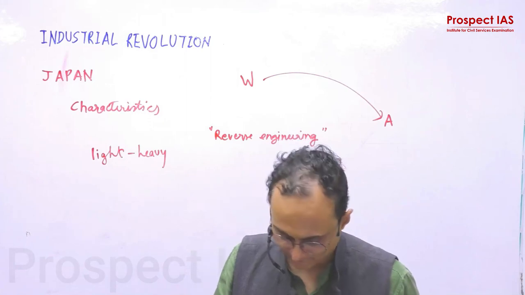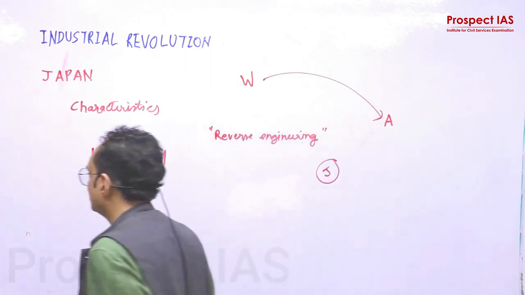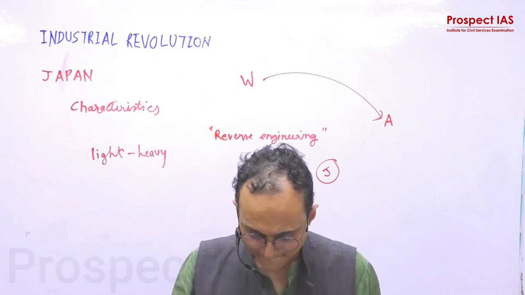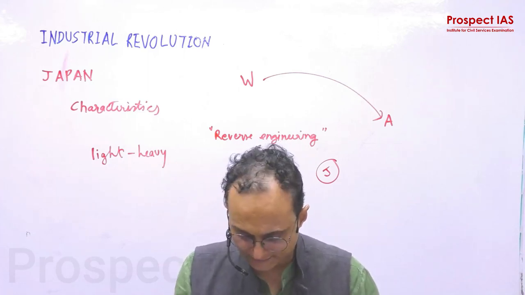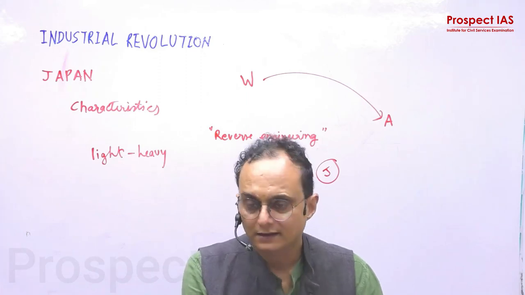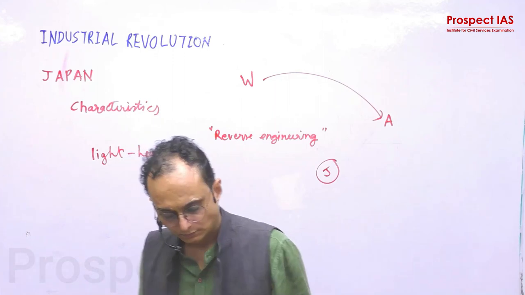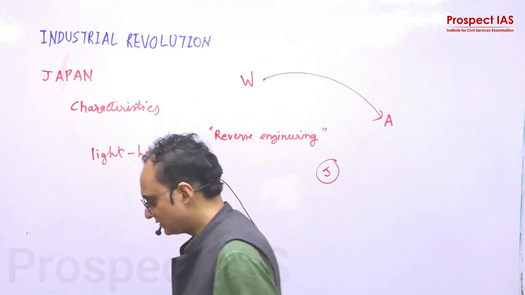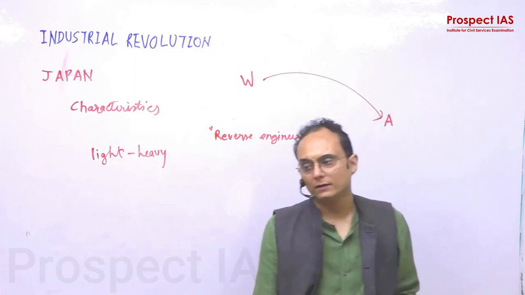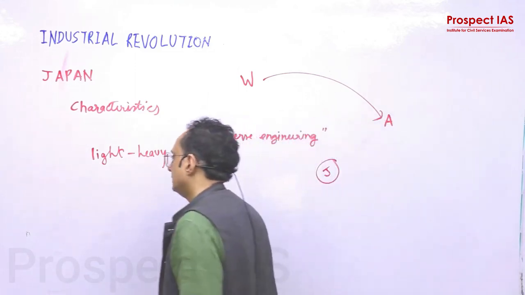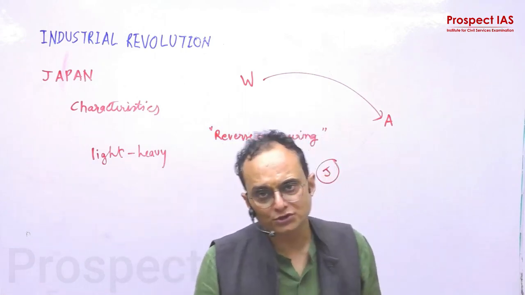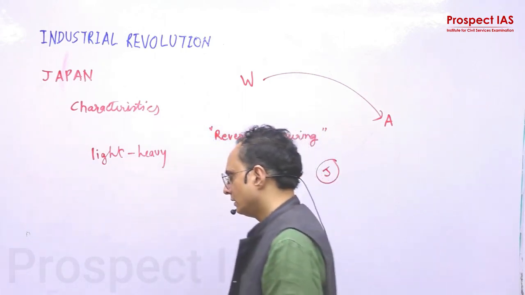So that's why next point, import dependent industrialization. Mineral and other resources were scarce in Japan. That's why import was the only resort to push the commodity production.